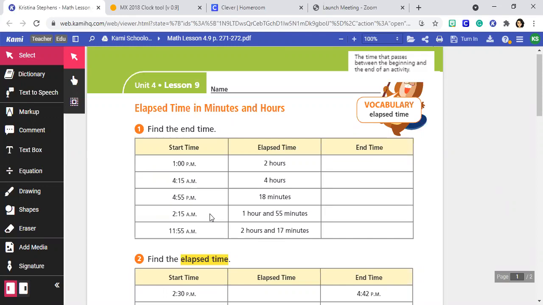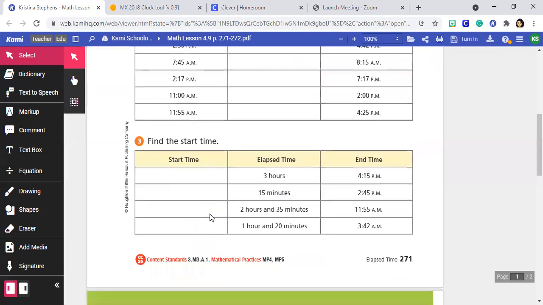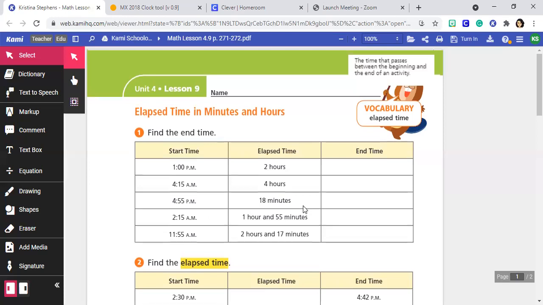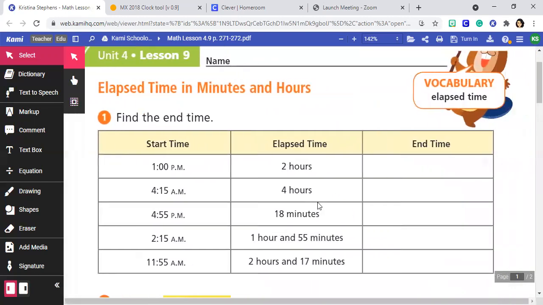I want you to stop and think about what units of measurement we use when we are measuring time. If you're thinking hours, minutes, seconds for this activity, you would be almost completely correct. We are not using seconds, but we are using hours and minutes. So if we have a start time, the elapsed time is the time that is gone by.